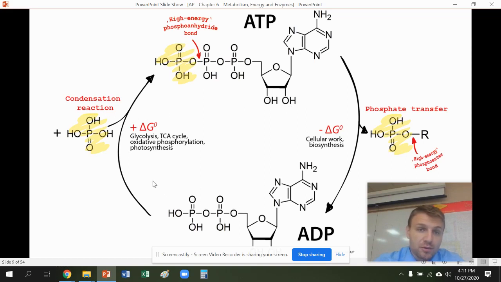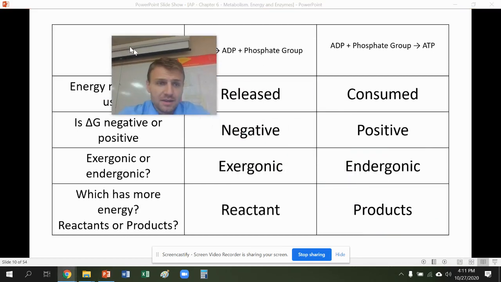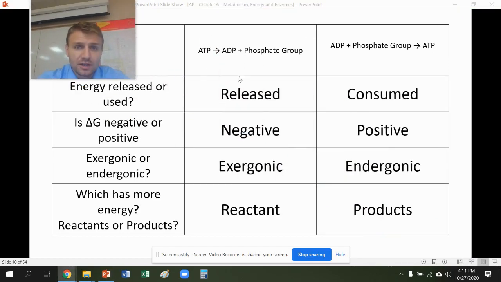You can tell here we have to put energy in to form ATP, so that's going to be an endergonic reaction. To get energy out, it's going to be an exergonic reaction where you break the bond here. I'm just going to fly through this because there's a lot of information here. I want you to take a look at it.